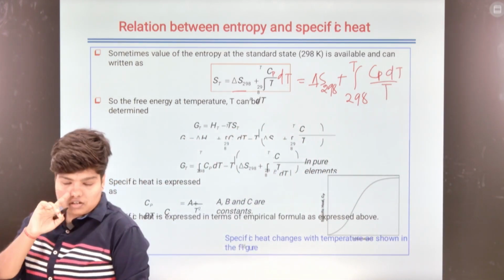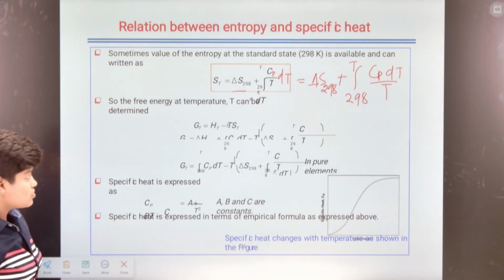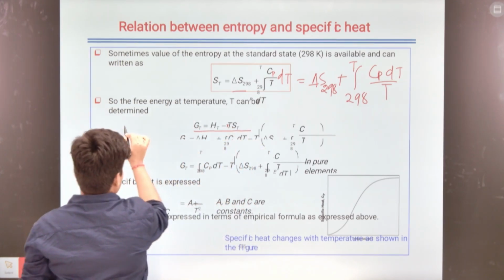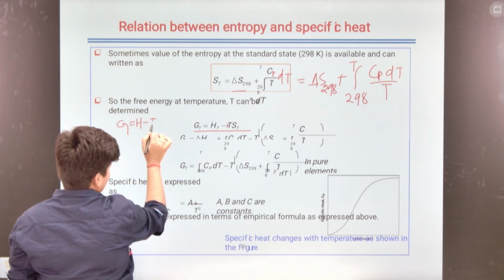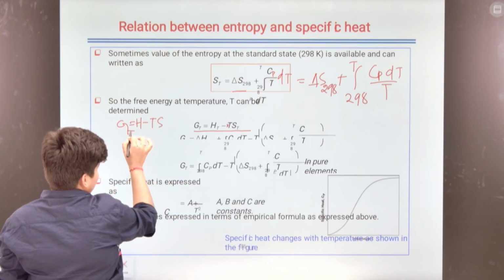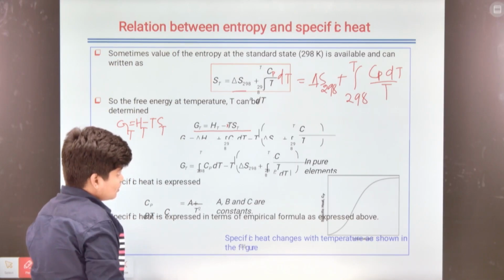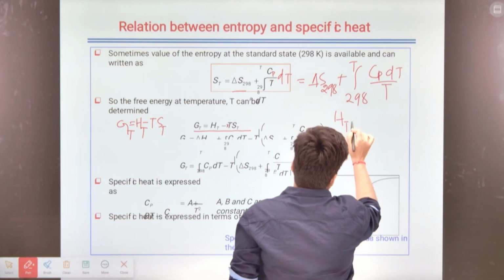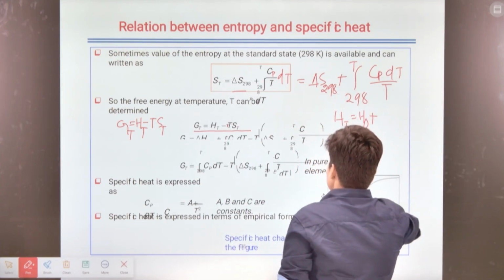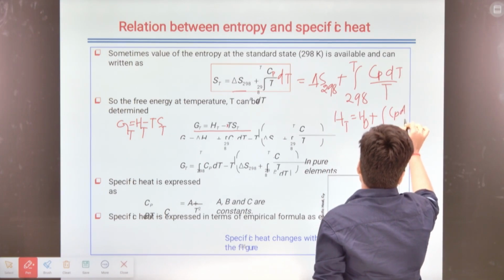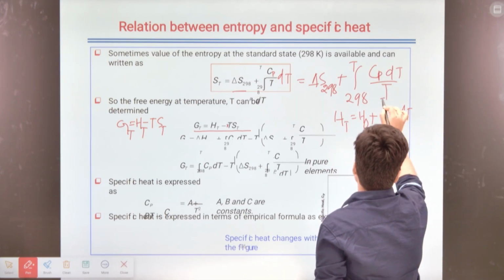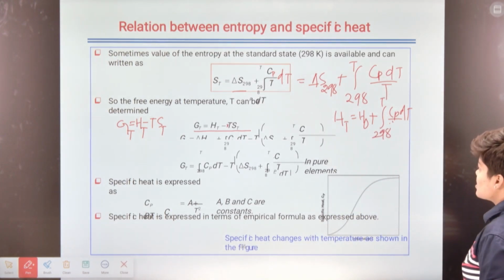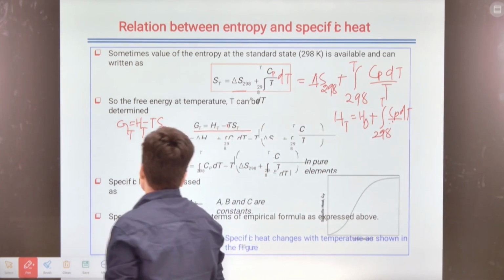So we can calculate the free energy at any temperature, that is Gt is equal to Ht minus T St. The formula we know for the free energy is G equal to H minus TS. So at any temperature Gt is equal to Ht minus T St. Here Ht, from the last class we have derived, is equal to H0 plus the integral of Cp dT from 298 to T Kelvin.